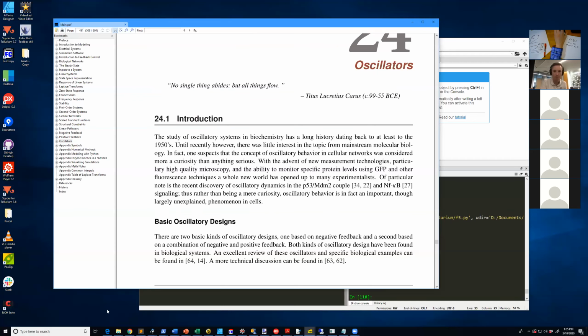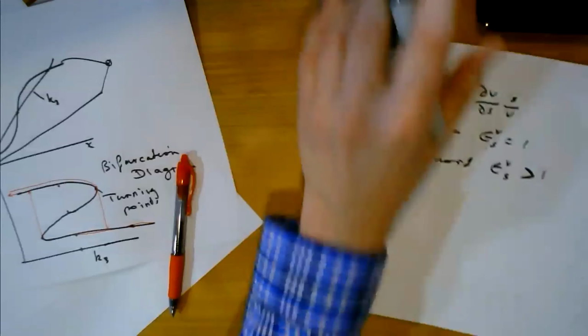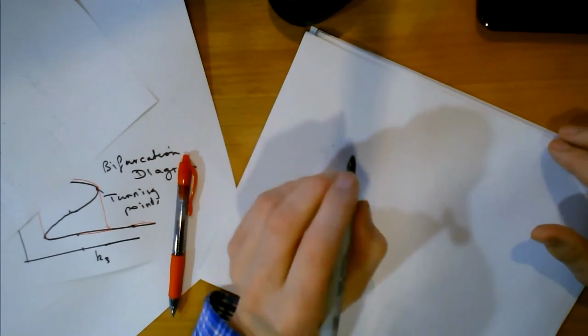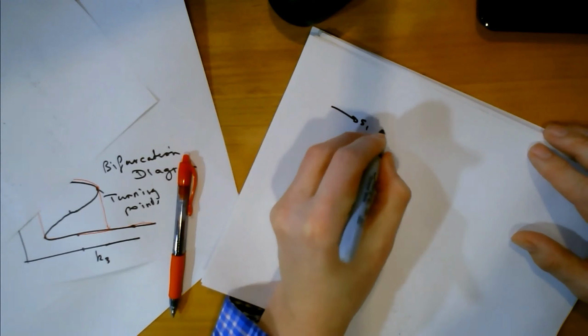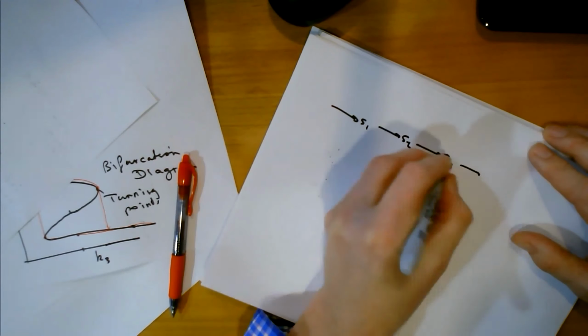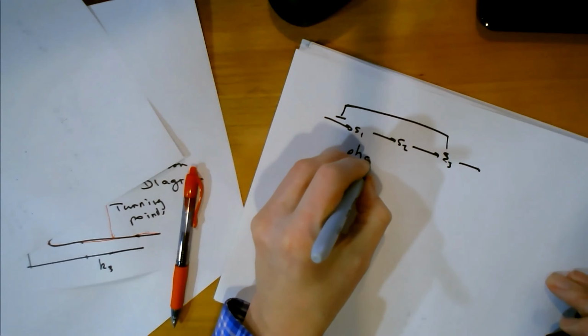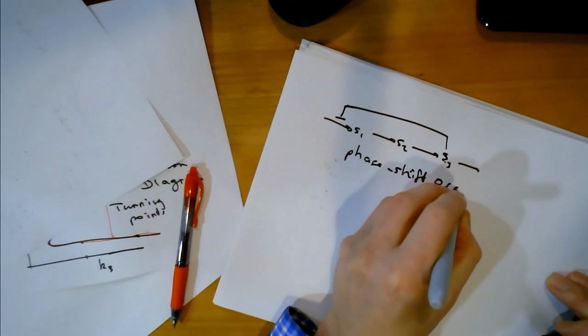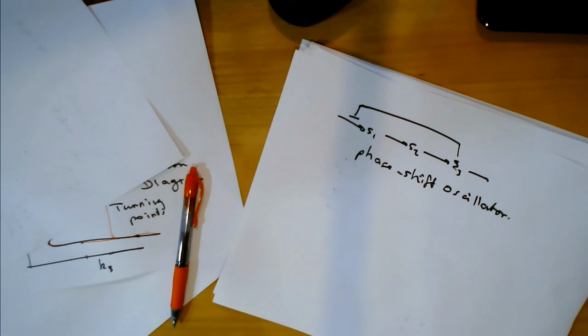I'm going to unshare now, so don't panic. Stop sharing, all right? So here we are. So we had this oscillator, which looked something like this. Oops, that's S3, and it had a negative feedback going all the way back there. This is a negative feedback oscillator, also called a phase shift oscillator. And it's called that because the phase shift is critically important to make this thing oscillate.